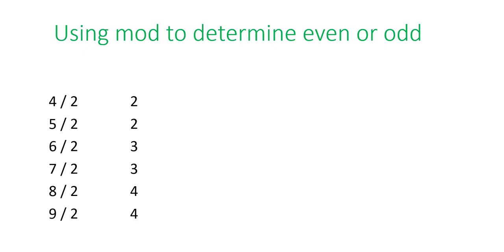However, if we use the modulus or remainder of the exact same division problems that we just did, we'll start to see a pattern. So if we take 4 mod 2, meaning the remainder is 0.